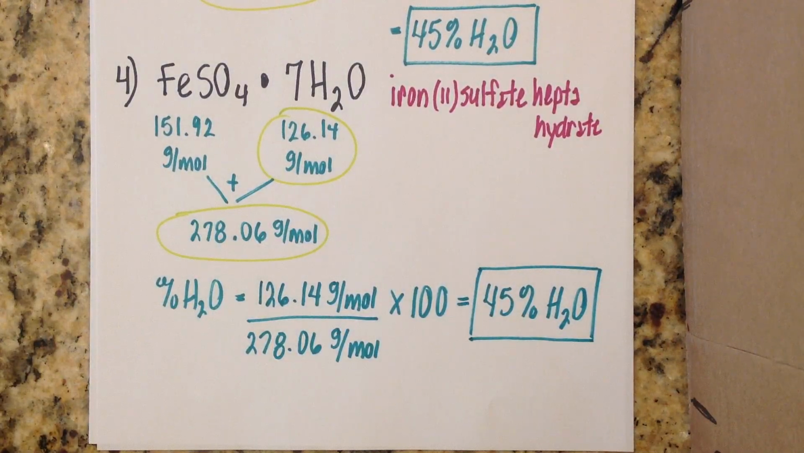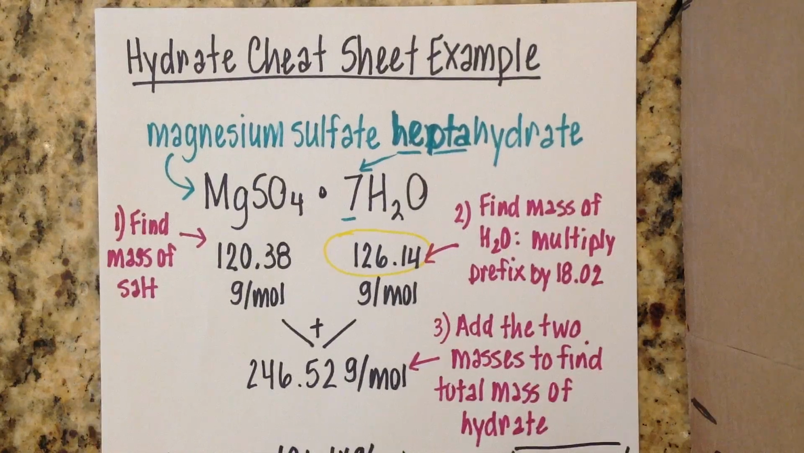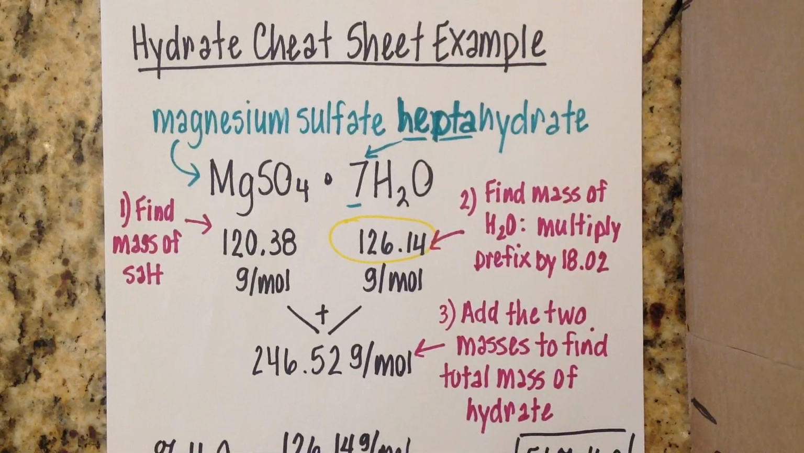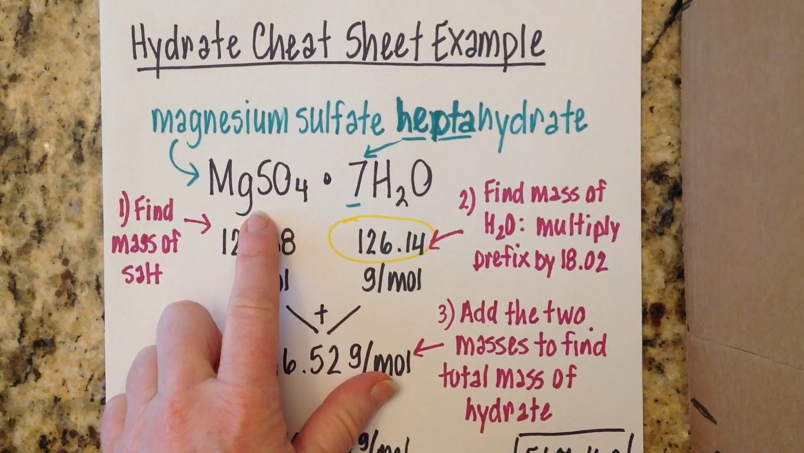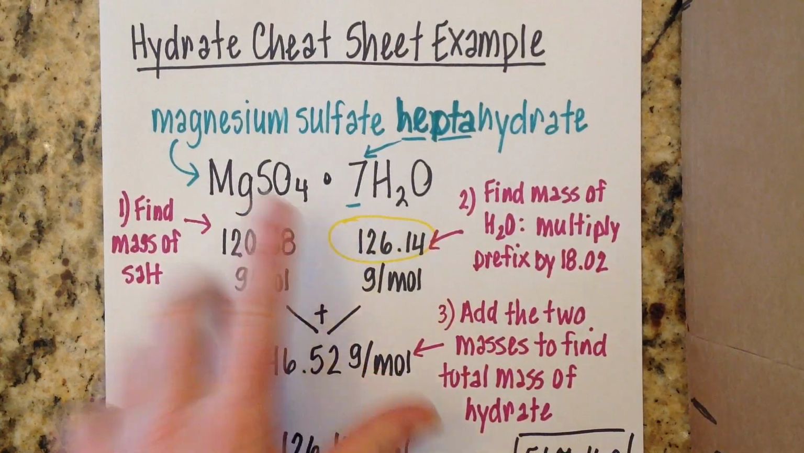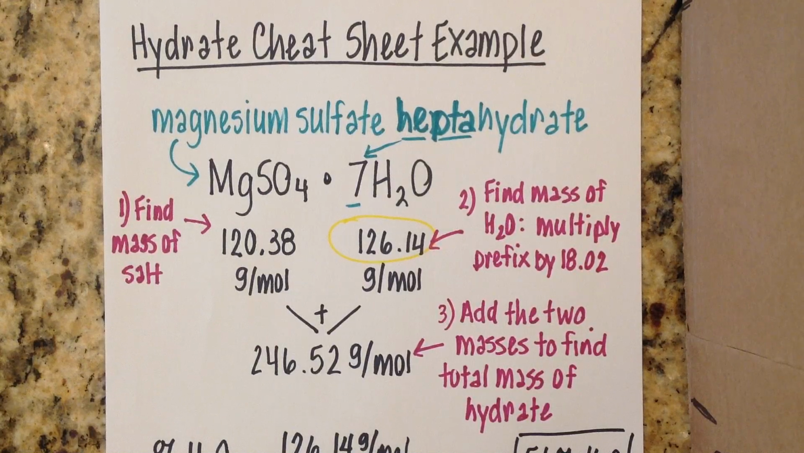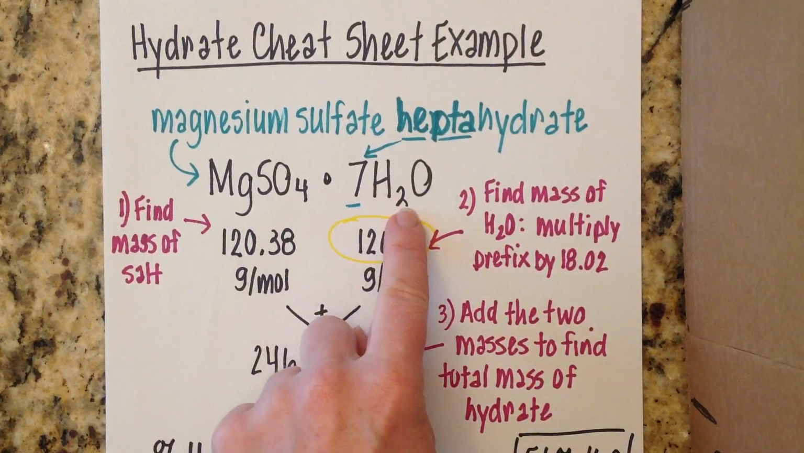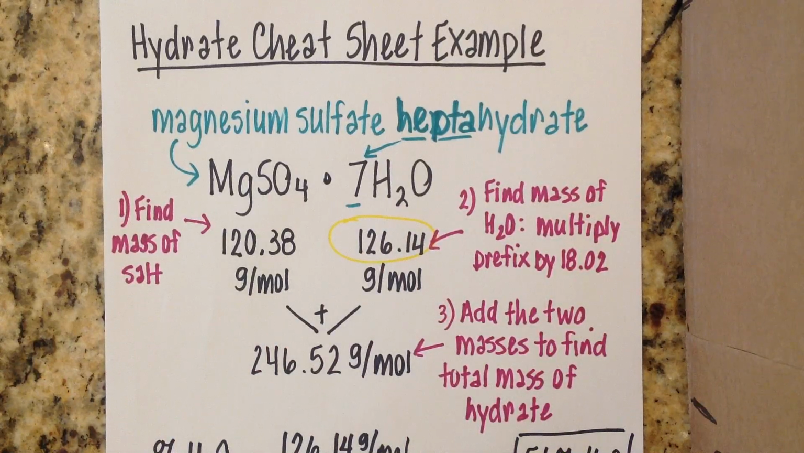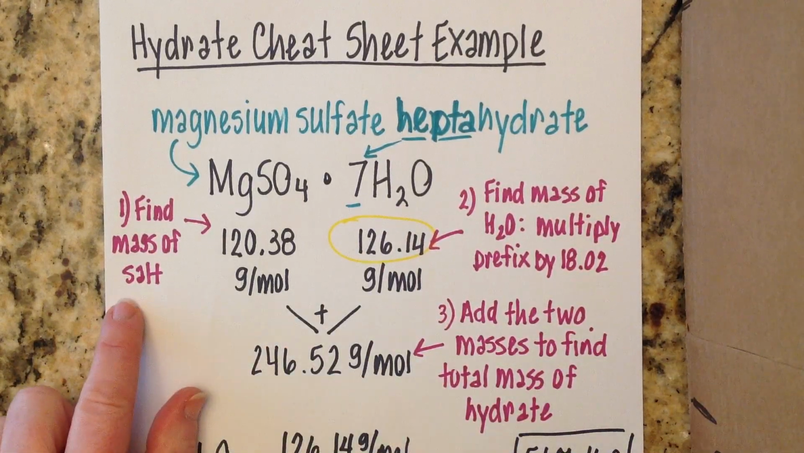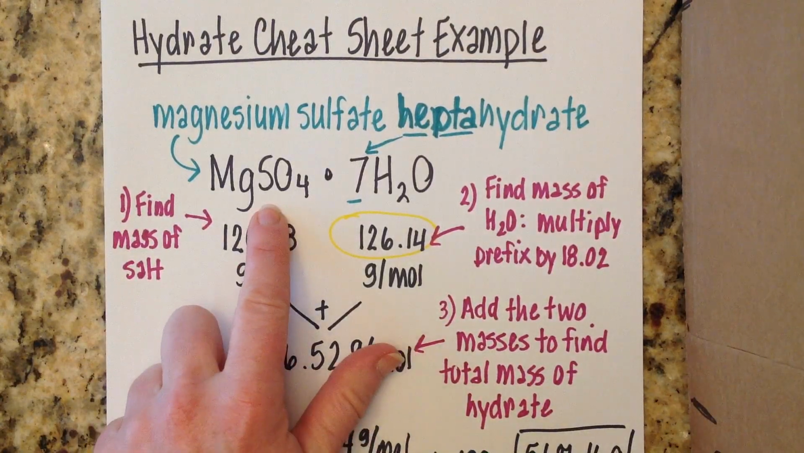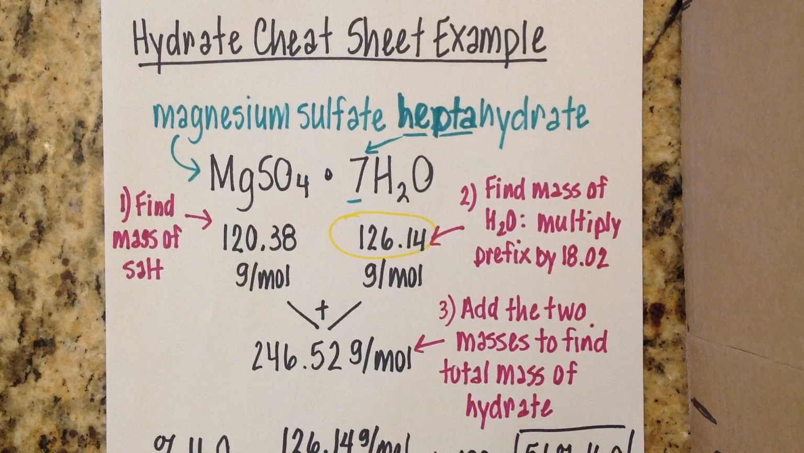Now, I've put together a little cheat sheet for you that walks you through the steps. So I'm going to put that up real quick and let you have a look at it and just reiterate a couple things. So this is our hydrate cheat sheet example. So the first thing we did was I showed you how to name it. This is magnesium sulfate, no stock method here because magnesium is not a transition metal, heptahydrate. So I think the naming part's pretty easy. So here's how we find the percent water. The first thing we do is we find the mass of the salt. That's our ionic compound. That's just using our molar mass skills.